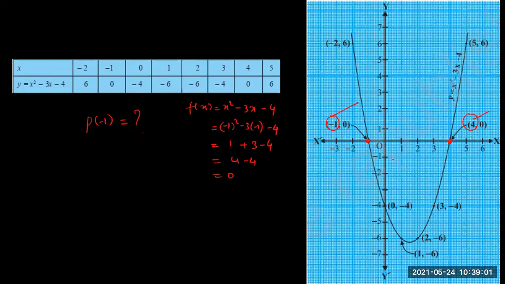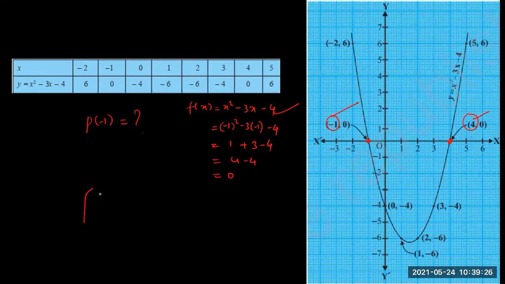And here the graph is cutting the x-axis at 2 points, then the given polynomial will be having a maximum of 2 zeros. Sometimes it may have 1 zero also, or 0 zeros, but maximum 2 zeros. It can be 1 zero, minimum 1 or 0. Are you getting?